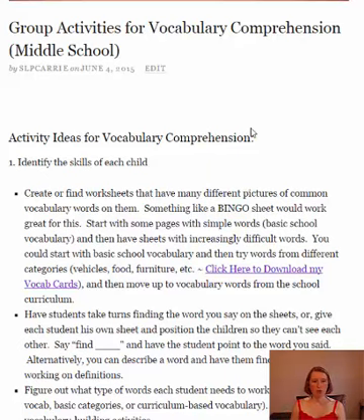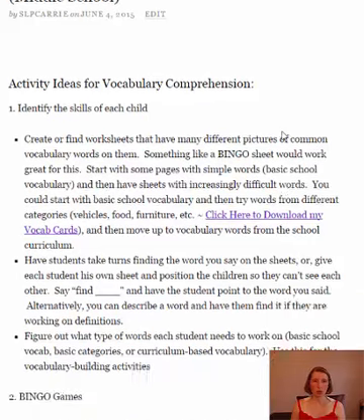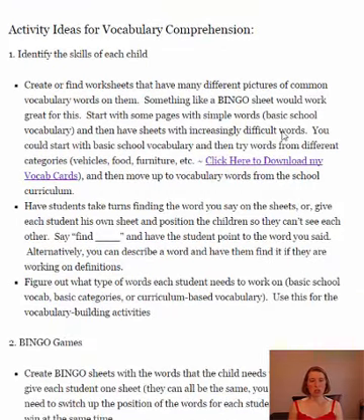So the activities that I have for vocabulary comprehension for a middle school group, the first one is you're going to need to identify the skills of each child. So you need to figure out which words each child needs to work on. So what I would recommend is either create or find worksheets that have many different pictures on them of common vocabulary words. So something like a bingo sheet would work really well for this if you can find some of those, or just make your own. You could also use flashcards if that's easier. I think a sheet would be easier because it'd be easier to contain, but whatever you have is fine.